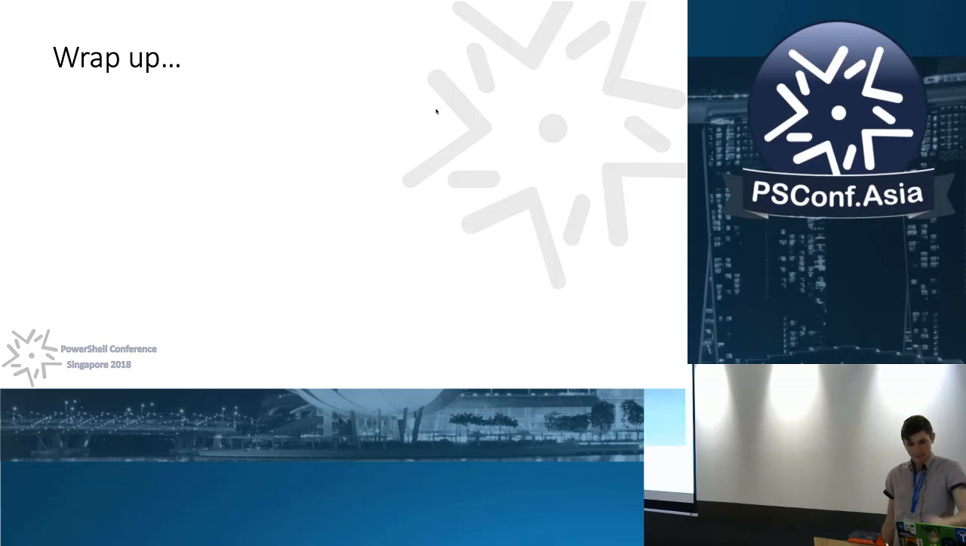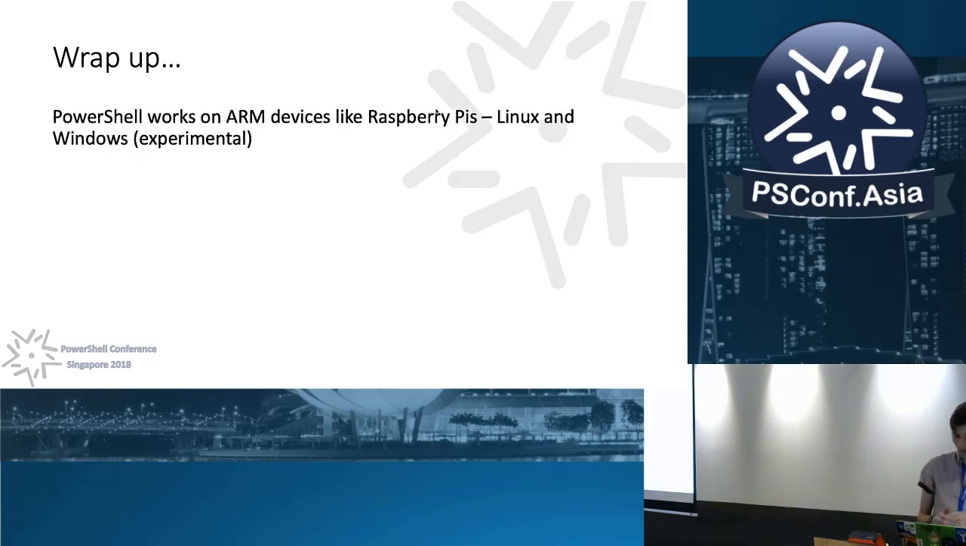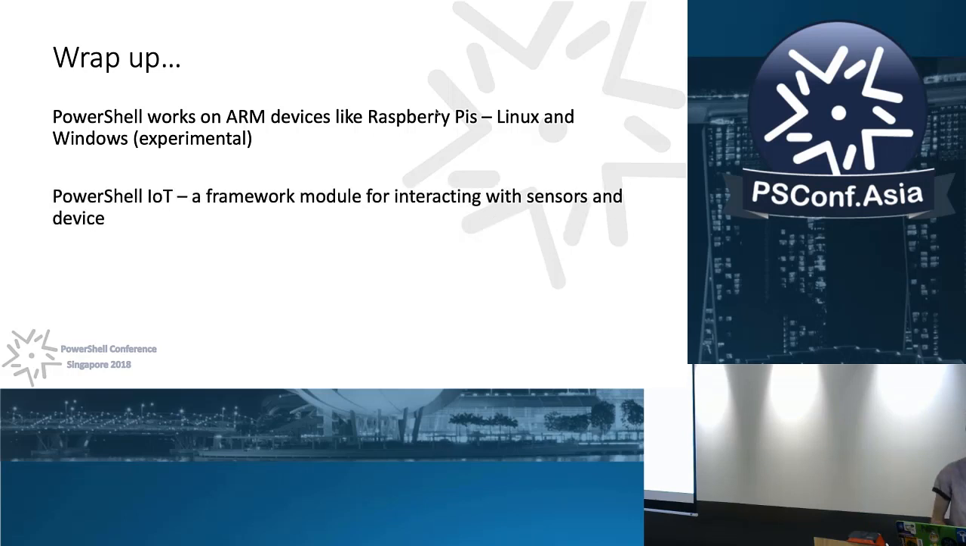All right, now let's just wrap things up here. Because I bet you all are very, very hungry. So PowerShell works on ARM devices like Raspberry Pis, and that's both Linux and Windows. They're still marked as experimental, so don't depend on them in some crazy scenario, but it's still really cool to mess around with.